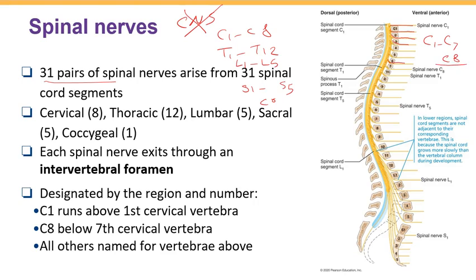So T1 passes below the T1, T2 passes below the T2 vertebra, T3 spinal nerve passes below the T3 vertebra. So their naming is based on whether the vertebrae are found above them or below them.